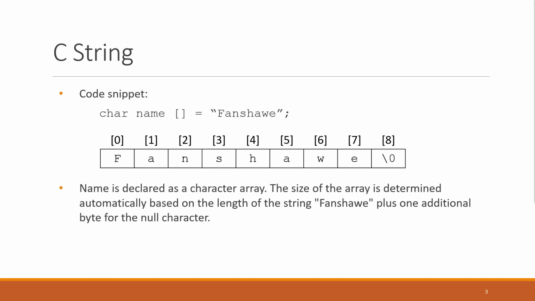Here, name is declared as a character array. The size of the array is determined automatically based on the length of the string Fanshawe plus one additional byte for the null character that is automatically appended by the compiler. Therefore, name will have a size of 8 characters: Fanshawe plus one null character.